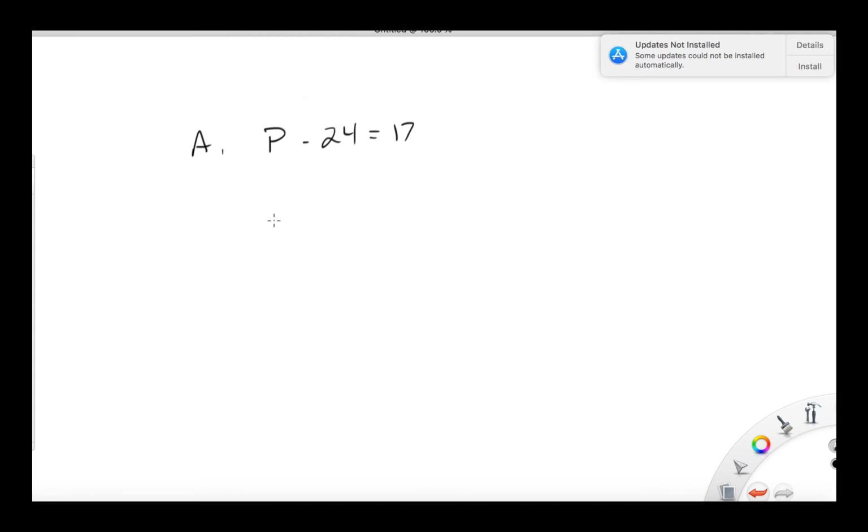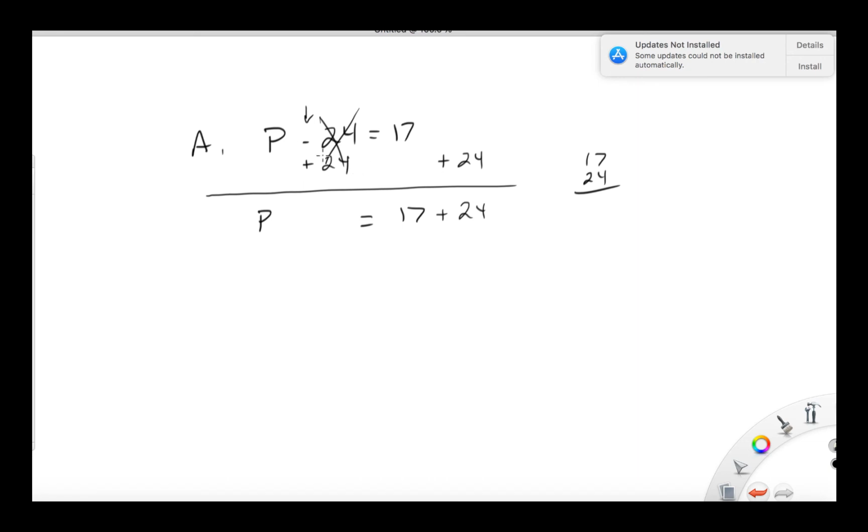All right, so instead of having an addition sign, we have a subtraction sign. So we still want p on this side of the equal sign. All right, so we still want p equals 17, but we're going to add 24 to get rid of it here, and we're going to add 24 here. So what we're left with is p equals 17 plus 24. All right, what does that equal?